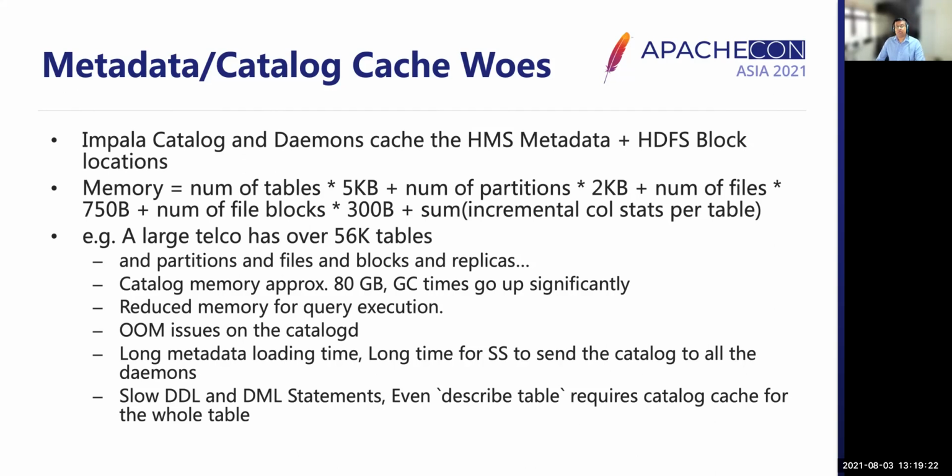We had a large telco that had around 56,000 tables, and their catalog metadata was around 80 GB. At this size, their GC time went up significantly. They had reduced memory for query execution. They had out of memory issues on the catalog daemon. They had long times to load metadata, and they had slow performance for even DDL and DML statements like describe table or show table.